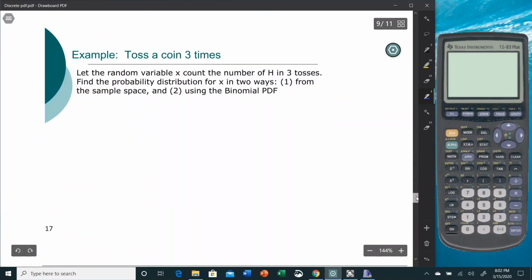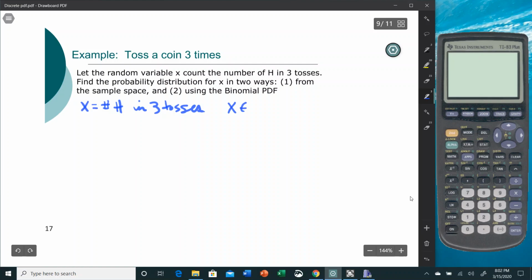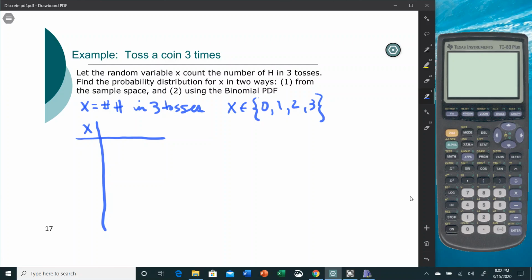Okay, so in this first example, we're tossing a coin 3 times. The random variable is counting the number of heads in 3 tosses. So X is equal to the number of heads in 3 tosses of a coin. What values could X take on? Well, there could be no heads in 3 tosses, or 1, 2, or 3 heads in 3 tosses. So if we make the probability distribution for X here, these are the values for X.